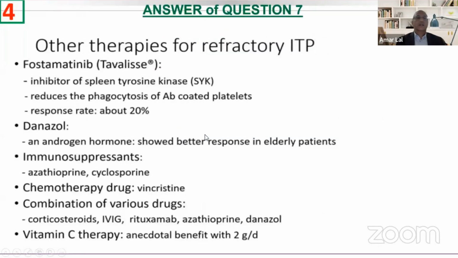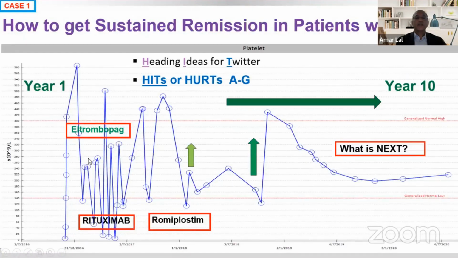So there were a lot of options, which were mentioned by him also: fostamatinib and danazol, some immunosuppressant medication, and some combination therapy. Anyway, in this patient, we used romiplostim, and after romiplostim, he maintained his platelet count very nicely over 2.5 years. Now the thing is, what should we do? As Dr. David Kuter mentioned, in our part of the world, we should stop therapy as well.